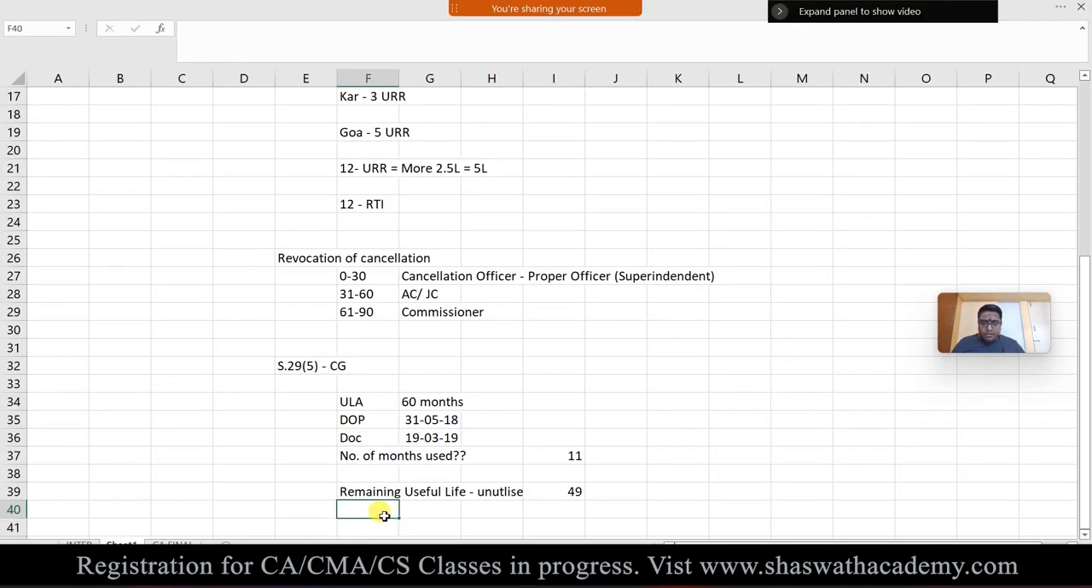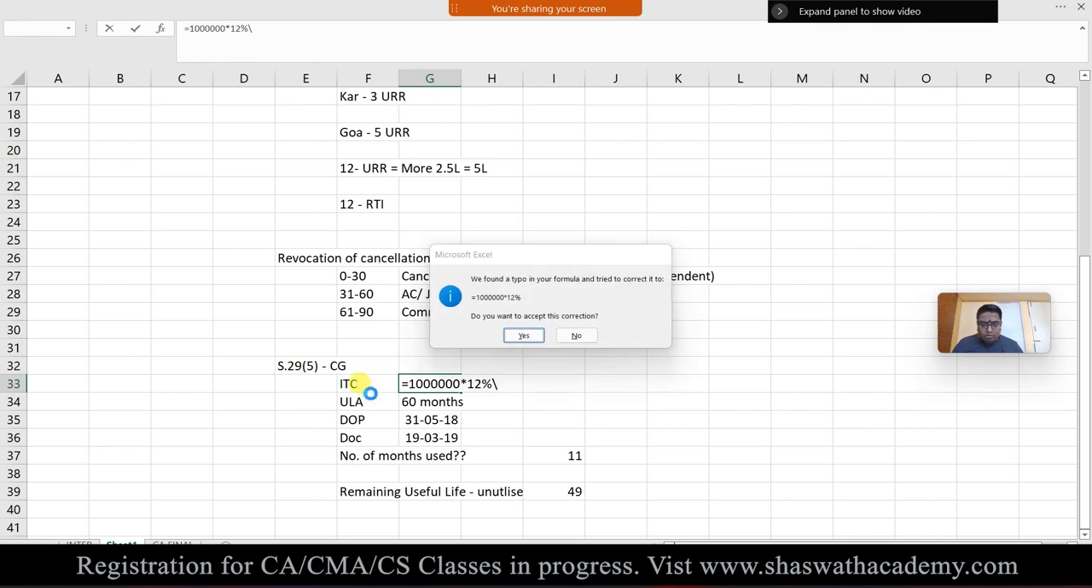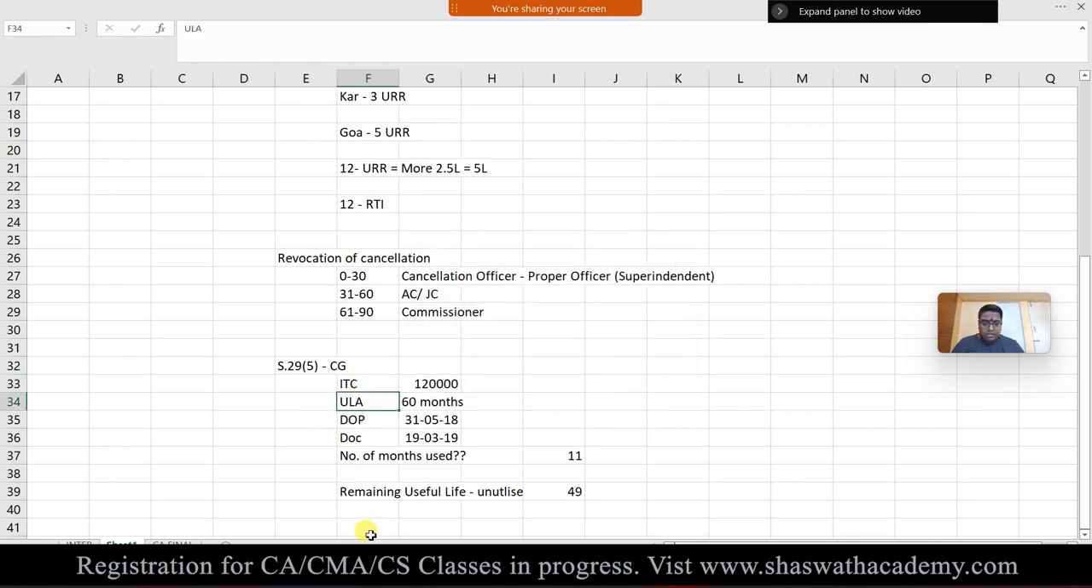So, what is the ITC involved here? ITC involved is very simple. 10 lakhs multiplied by 12%. 1 lakh, oh, 1 lakh 20,000. Now, proportionate ITC.